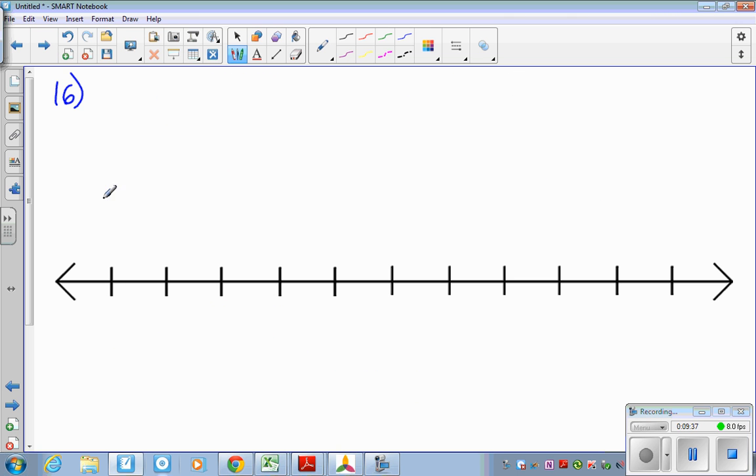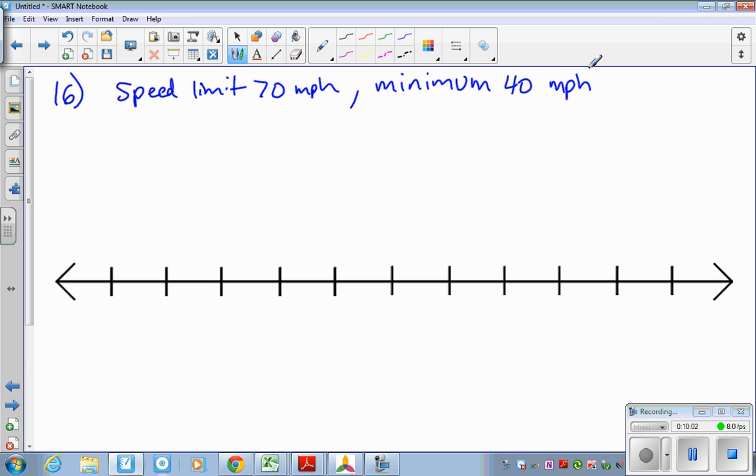Number 16, they asked you to write an inequality for a speed limit of 70 miles per hour and a minimum speed. I know we don't have minimum speeds here, but if you've ever gone up to Michigan, I think in Ohio as well, they have a minimum speed limit similar to this. And they want you to write an inequality. Well, think about it. We have to drive below the speed limit. I know some people don't, but we're supposed to drive below the speed limit.